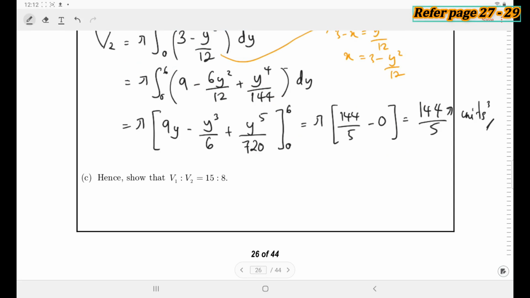Okay, the last question, part C. Hence show that the ratio of volume 1 to volume 2 must be equal to 15 to 8. So V1, V2. What do we get for V1? Just now we got 55π, and then V2 is 144π/5. So when we simplify the two of them, we are getting, as stated, 15 to 8, as needed by the question.